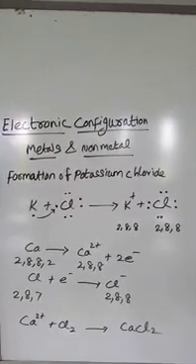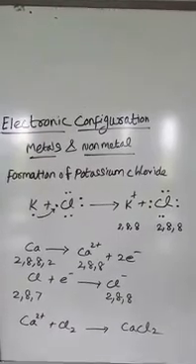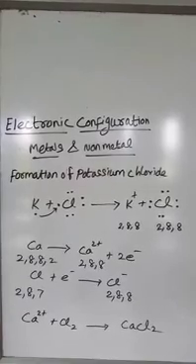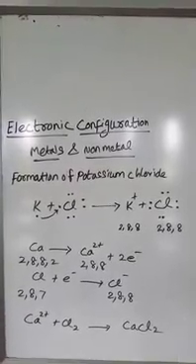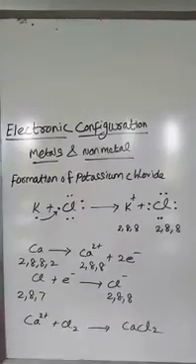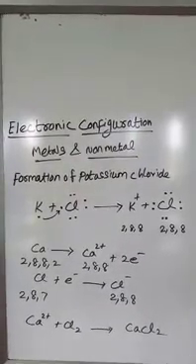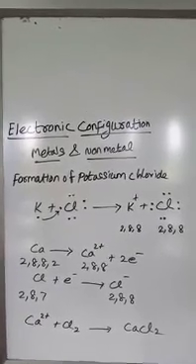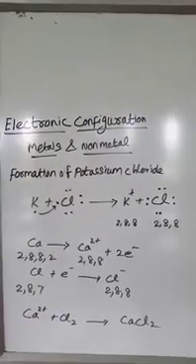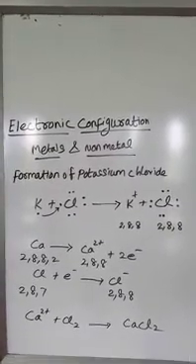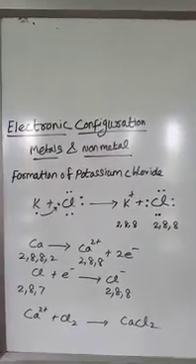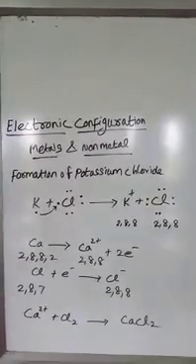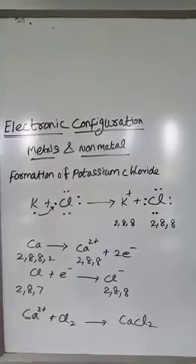See that when K donates one electron to the chlorine, it forms a cation, 2, 8, 8. When chlorine gets that excess of 1 electron, it acts as an anion, 2, 8, 8. In the same way, when the electrons are transferring here and there, it is known as an ionic compound.